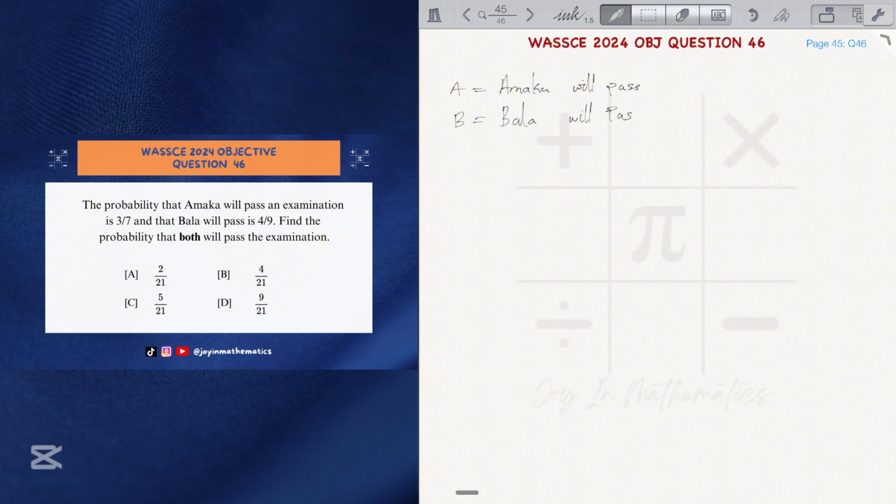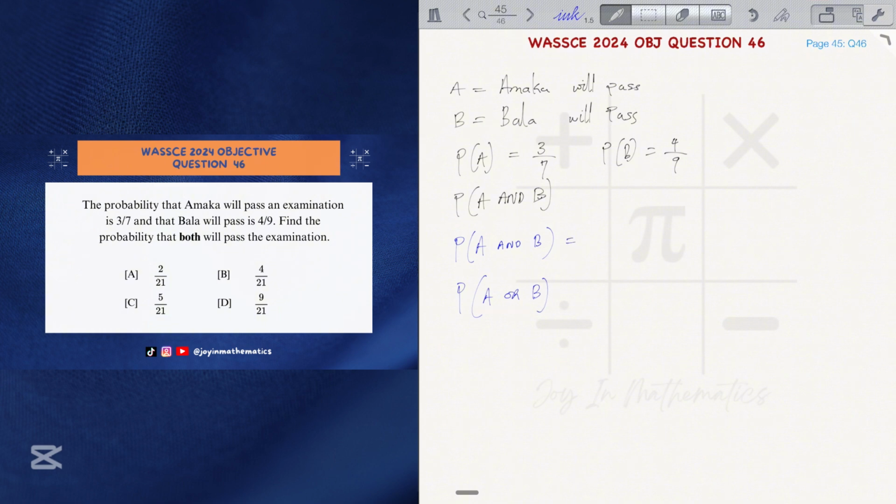So the probability of A happening, that means the probability that Amaka will pass, is equal to 3/7, and the probability of B happening, that's the probability that Bala will pass, is equal to 4/9. Now we are looking for the probability that both Amaka and Bala will pass. Let's go back to the two formulas involved in probability. We have the P of A and B, and likewise the probability of A or B. The first means the two must happen, while A or B means either one of the two will happen.